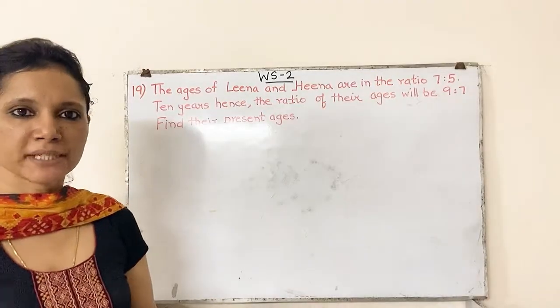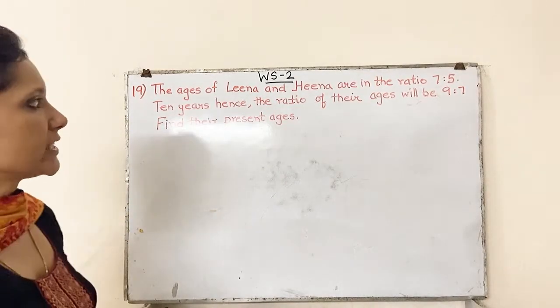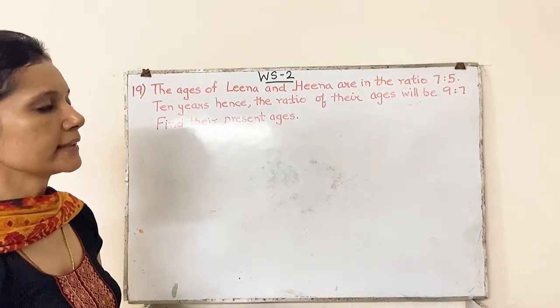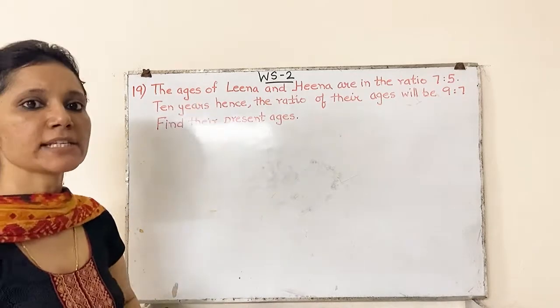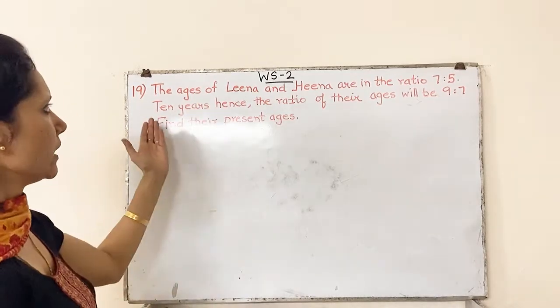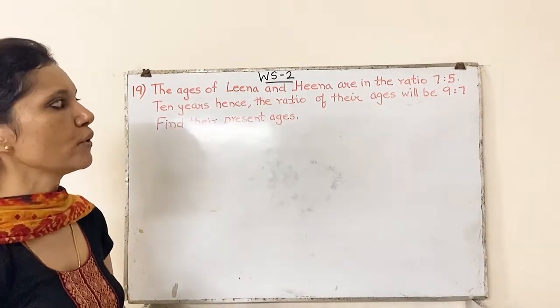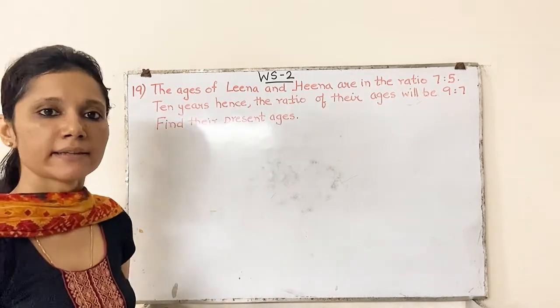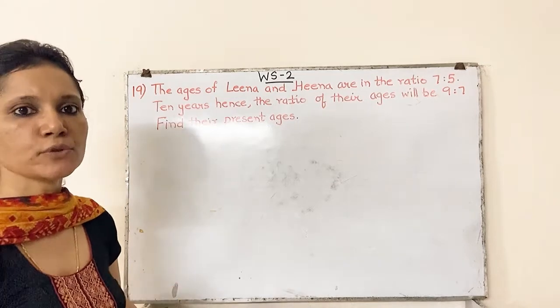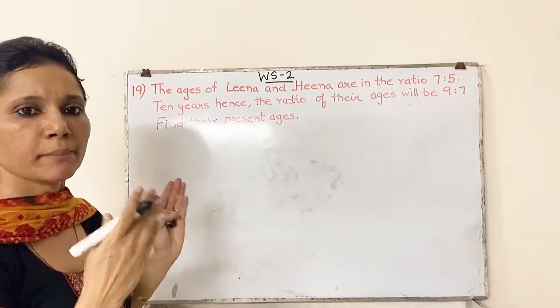Next is question number 19. The ages of Leena and Hina are in the ratio 7:5. 10 years hence. Hence means after 10 years. So after 10 years, the ratio of their ages would be 9:7. Find their present ages. As I told you, we would read the question in bits and pieces.